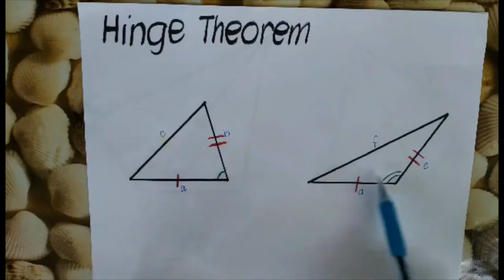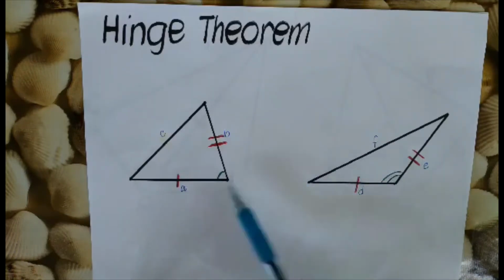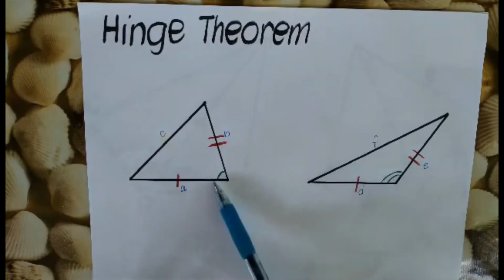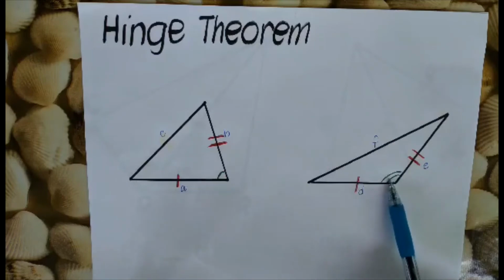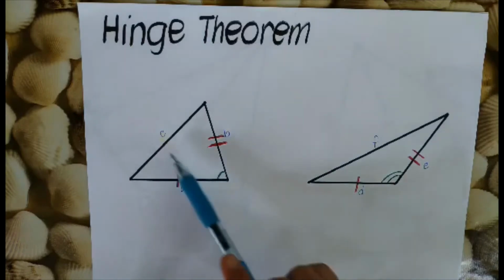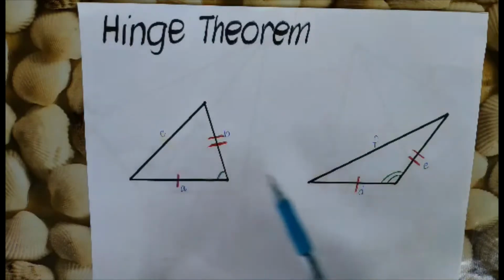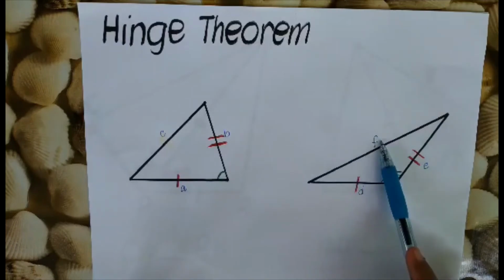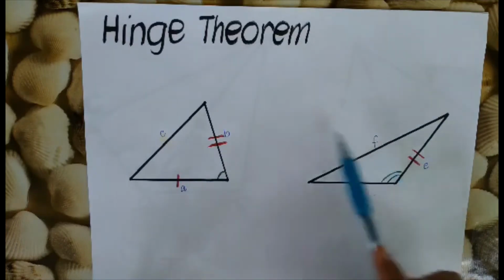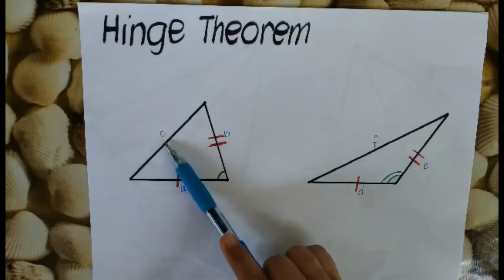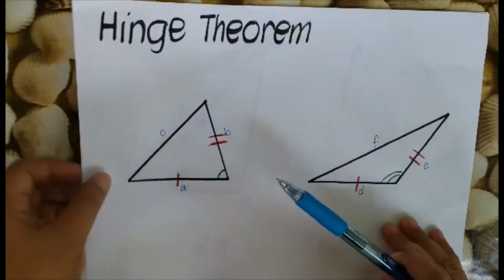But the angles between these two sides are not congruent. This triangle has a smaller angle compared to this angle in the second triangle. So based on the theorem, we can say that the length of C is less than the length of F. Or you can do the reverse. The length of F is greater than the length of C. Let's have an example.